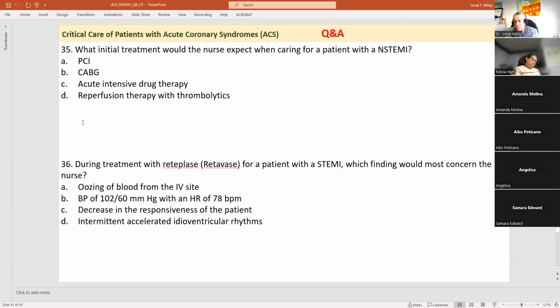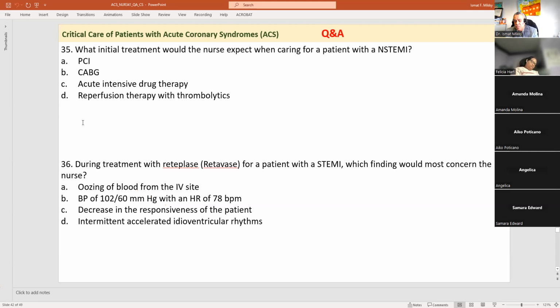What initial treatment would the nurse expect when caring for a patient with an NSTEMI? C, acute intensive drug therapy. Right, so C. And then 36. Drug treatment with Retavase for a patient with a STEMI.